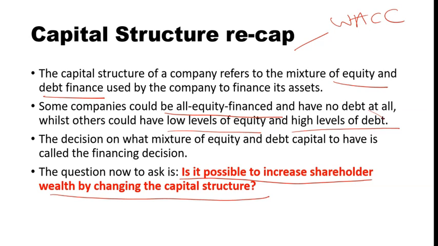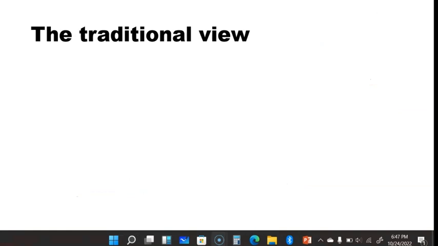So we are going to start to look at the traditional view. All right, because there are various theories, and for this paper, we are only required to know about 3 of them. Okay, and we are going to start with what is called the traditional view. All right, so let us look at that one. Now, the traditional view to capital structure is as follows.